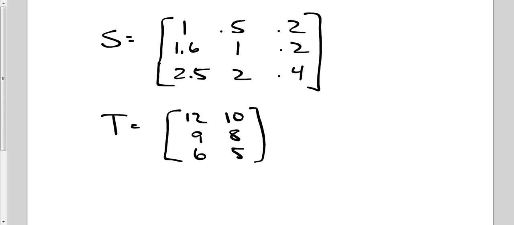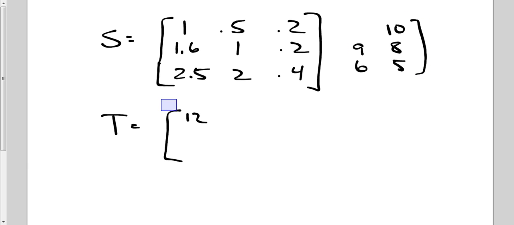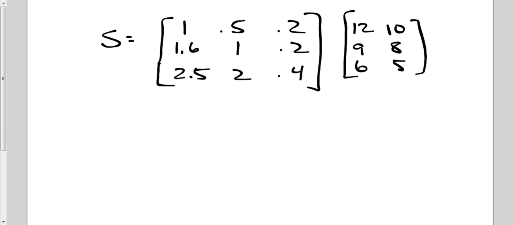We're going to multiply S times T. Okay. So here's what I'm going to do. It's not going to let me do that, so I'm just going to do this. I'm going to multiply S times T. So, ST equals, and I'm going to multiply these two things together.